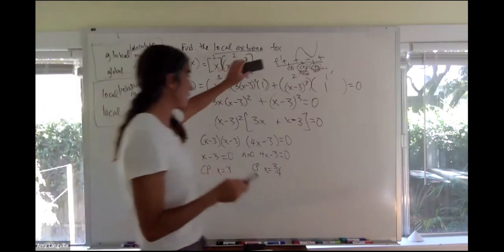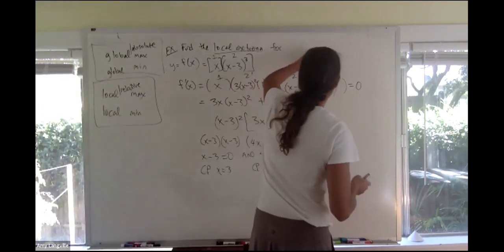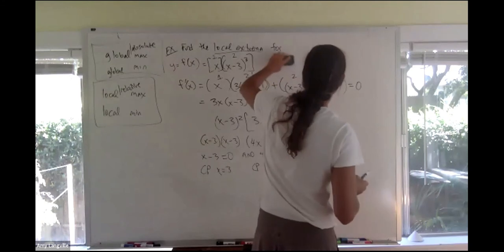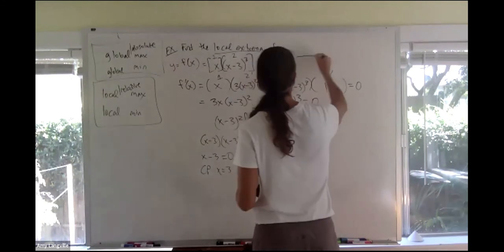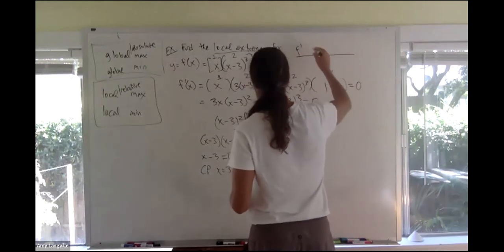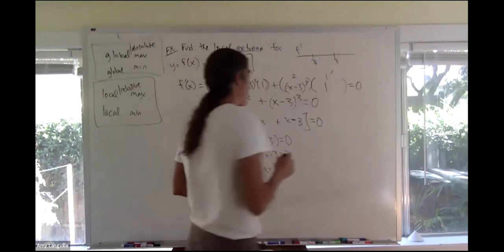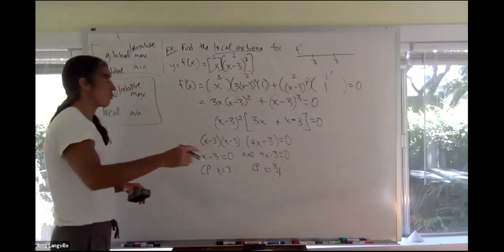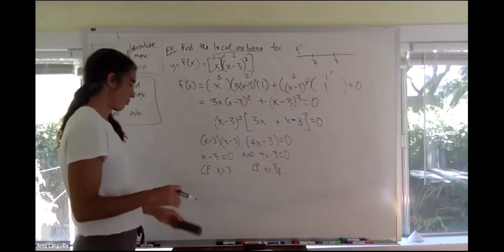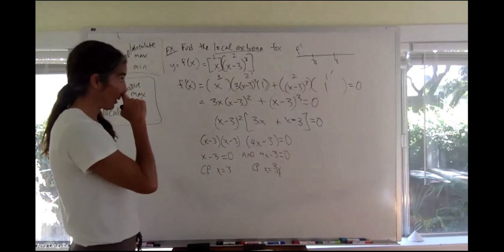All right, but that wasn't ours. I was just making sure we can interpret that. Ours was, we have CPs of 3/4 comes before 3. Put them on the number line. Pick a point in each interval, plug it into the derivative, check your sign chart. So let's see what happens.